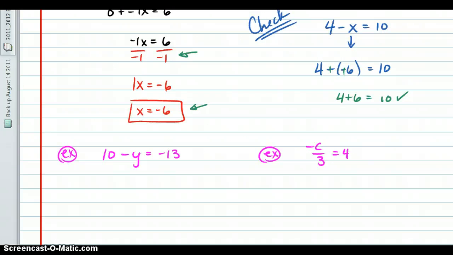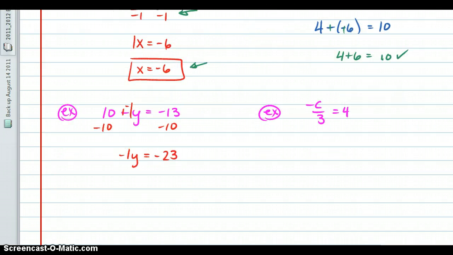Okay, let's go through these. Plus negative 1. I'm going to subtract 10 from each side. I get negative 1y equaling negative 23. I need to add those values together. Divide by negative 1, y equals positive 23.